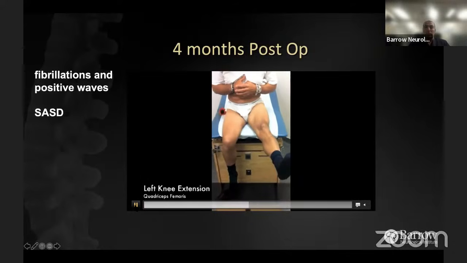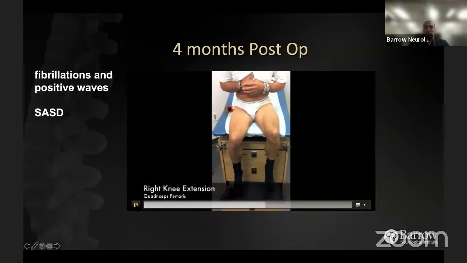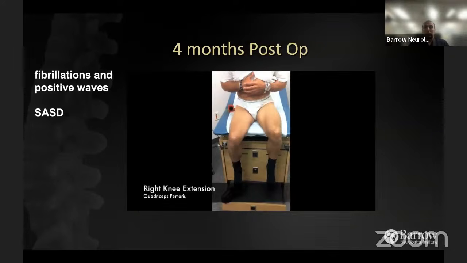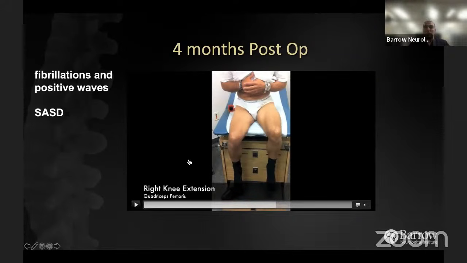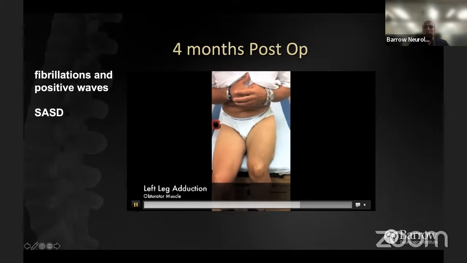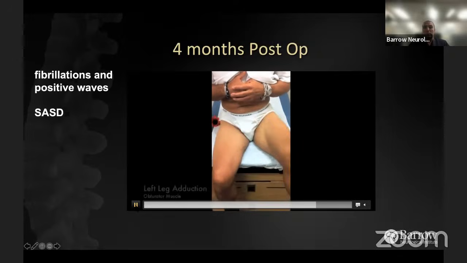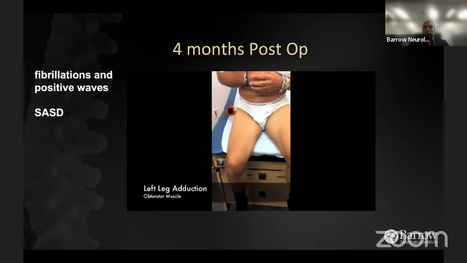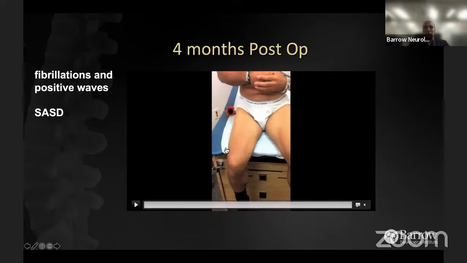Now the patient is asked to extend the knee. The quadriceps is full strength on the contralateral side, and he cannot do it on the right side. So it's 0 out of 5. And again, you can appreciate the asymmetry in the quadriceps. This here is adduction of the leg, where the obturator muscle is activated, full strength on the left and 0 out of 5 on the side of the approach.